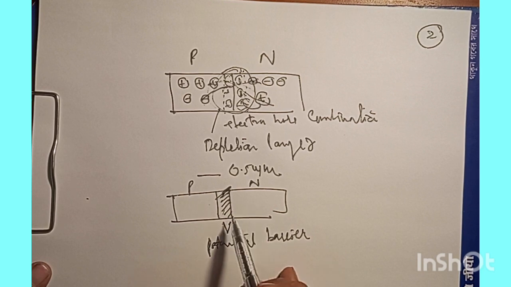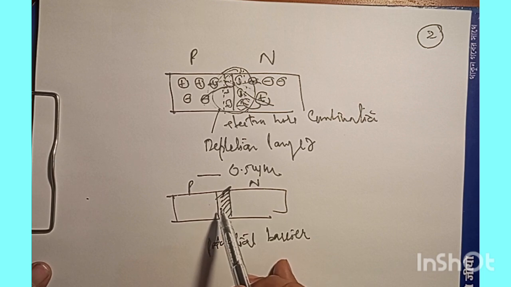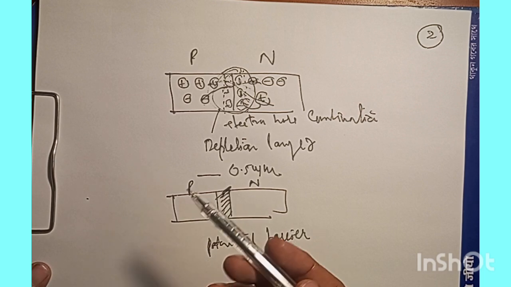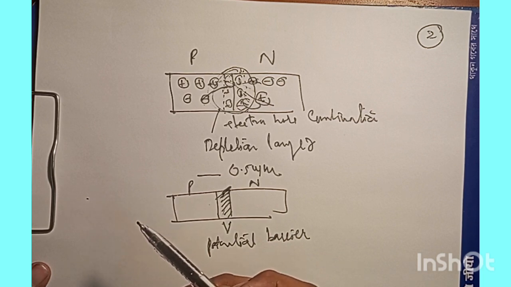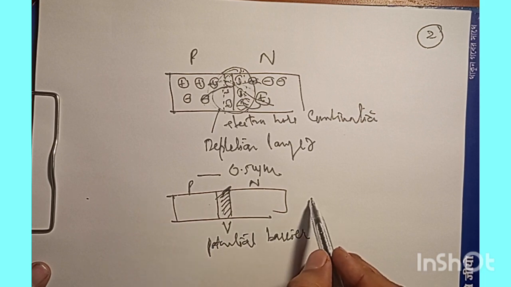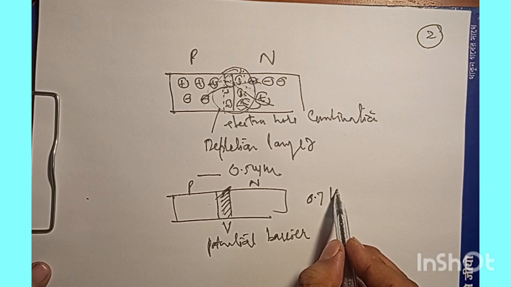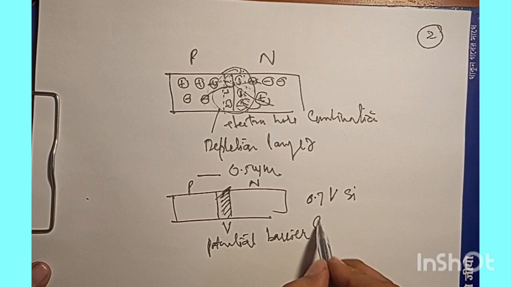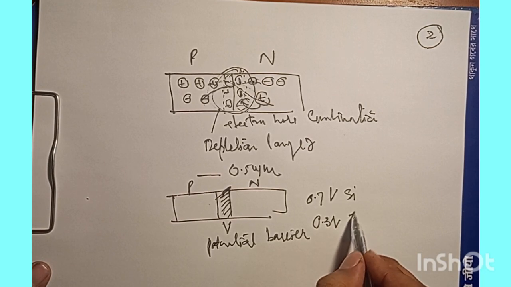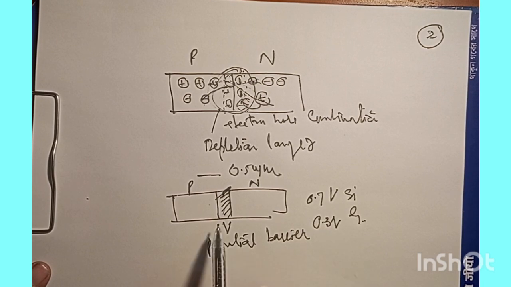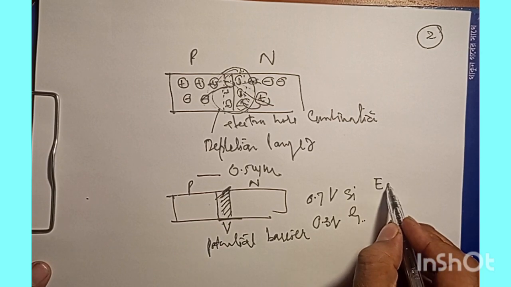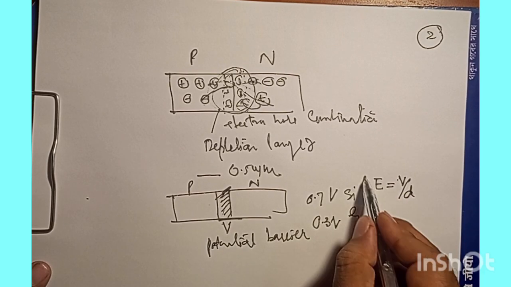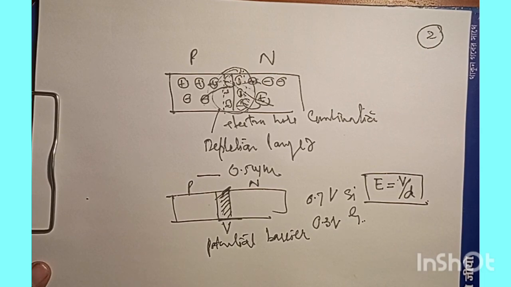The length of the depletion layer is of the order of micrometers, and this potential barrier is of the order of 0.7 volts for silicon, and nearly 0.3 volts for germanium, right? Now this potential barrier can be written in terms of the electric field. So there is an electric field set up, E equals the barrier potential divided by d, where d is the thickness of this depletion layer.